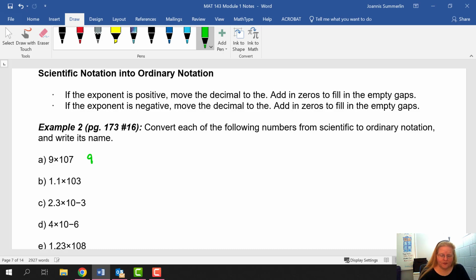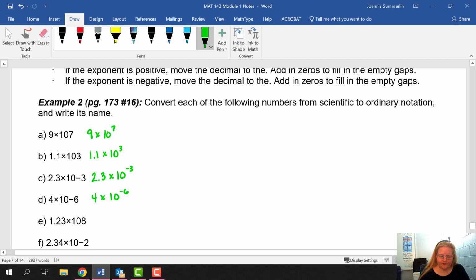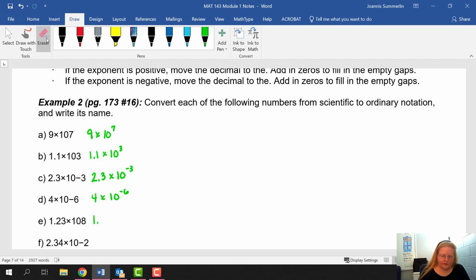So this should be 9 times 10 to the 7th. 1.1 times 10 to the 3rd. 2.3 times 10 to the negative 3. 4 times 10 to the negative 6. 1.8. 1.23 times 10 to the 8th, and then 2.34 times 10 to the negative 2.